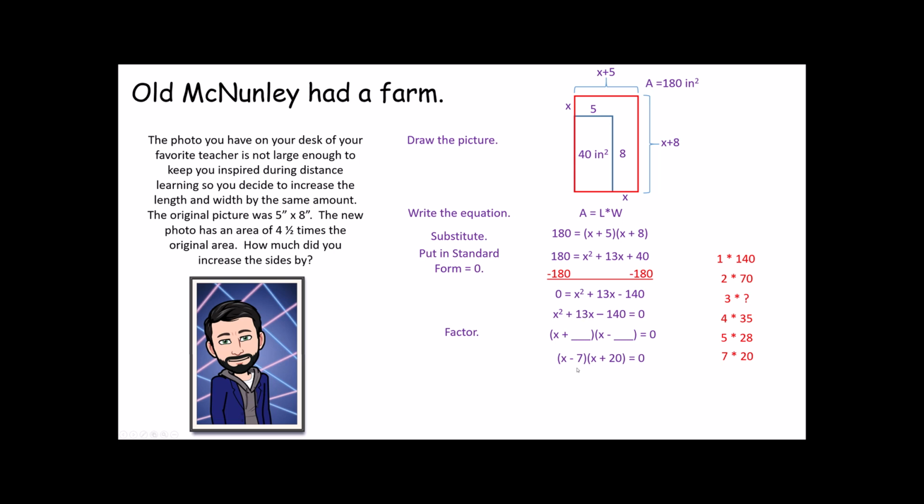And then I just separate this using the zero product property. X minus 7 is 0. X plus 20 is 0. And I solve those: 7 or negative 20.